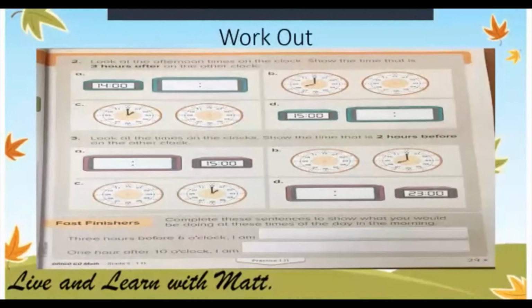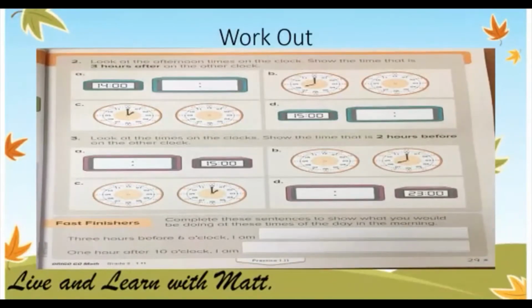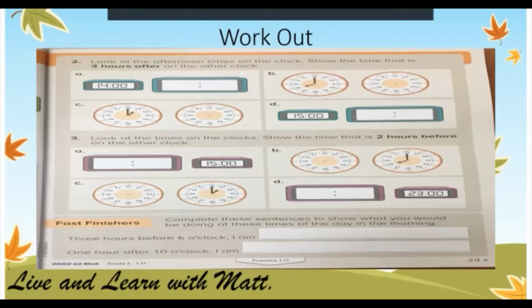Look at the afternoon times on the clock. Show the time that is 3 hours after on the other clock. So we have 14 o'clock here. So we count on 3 hours. 14, 15, 16, 17. So we have 17 hours, 17 o'clock.